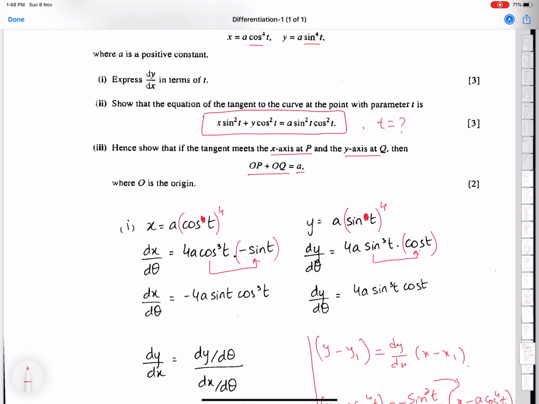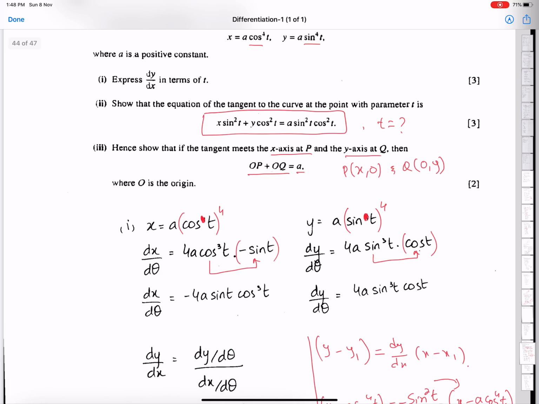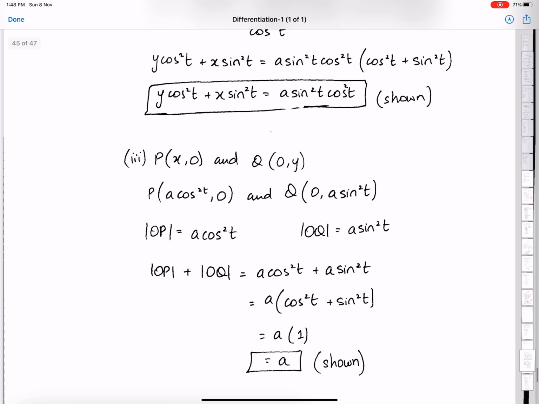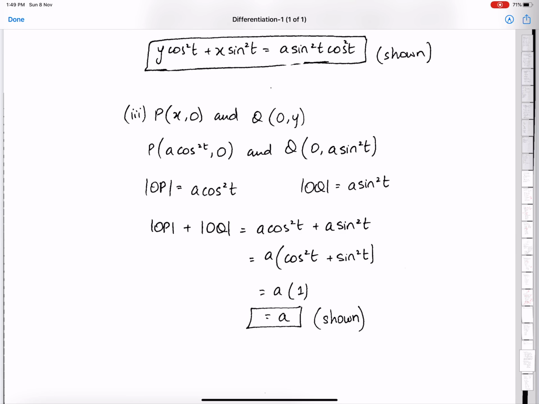Well, if this tangent meets the x-axis at P, then the coordinates of P must be (x, 0), and the coordinates of Q must be (0, y). So when you put y = 0 here, you will get the x coordinate. Similarly, you can get the y coordinate of Q. Well, this is the equation of the tangent. So for P, substitute y = 0 here. So these are the coordinates of P and these are the coordinates of Q.